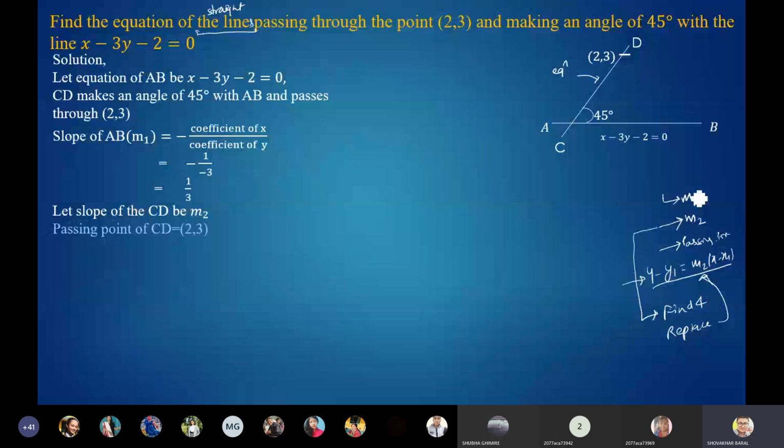At first m1 and then m2, supposing m2, writing the passing point, writing the equation in this format m2, and later finding m2 and replacing in the given equation, and that is equation number 1. We will suppose this is equation 1 and we will replace there.